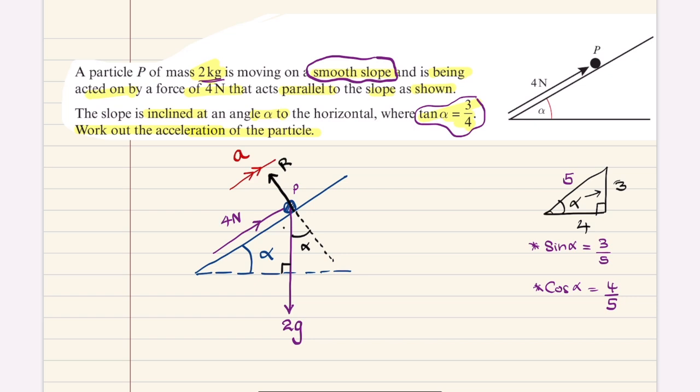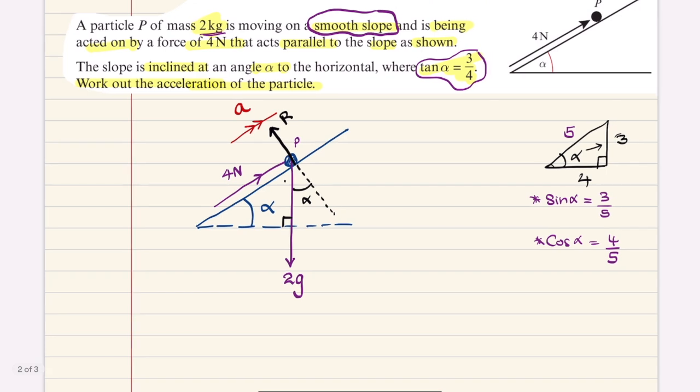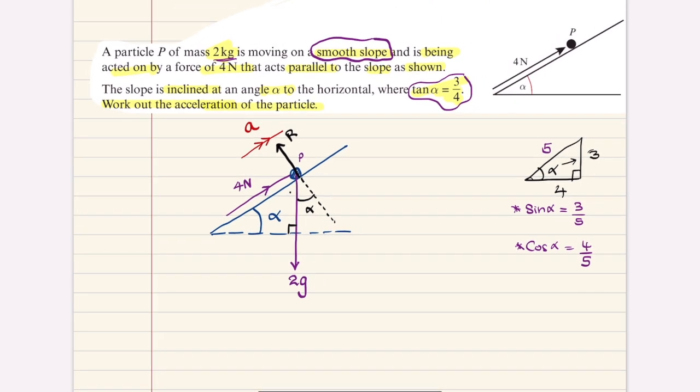Now, we managed to mark all the forces acting on this particle, including the normal reaction. Since this is a frictionless surface, there's no friction. So now we have to apply F equals ma.